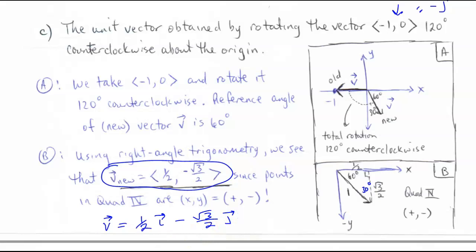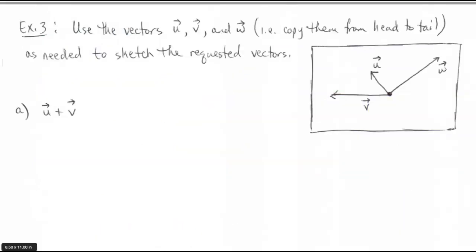So moving on to example number 3, what we want to do in this example is take the vectors that are given to us in the figure, and we want to see if we can come up with a sketch of what the resultant vector would be. For instance, like part A says, if we add the vector u and the vector v together. So here, we don't have to be precise per se, but we need to just get a general idea of what this is going to look like.